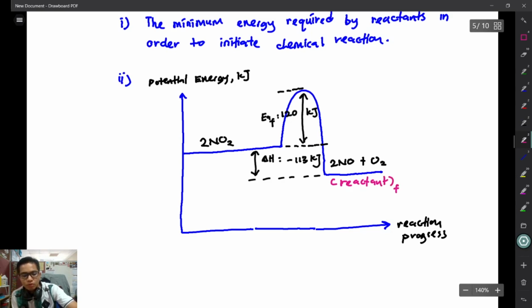Reactant for reverse reaction. R meaning reverse. So EA for reverse reaction is from the level of the new reactant all the way to the top of the hill. So from here until the highest peak. This is EA. So this is EA for reverse. So how do we calculate EA for reverse?